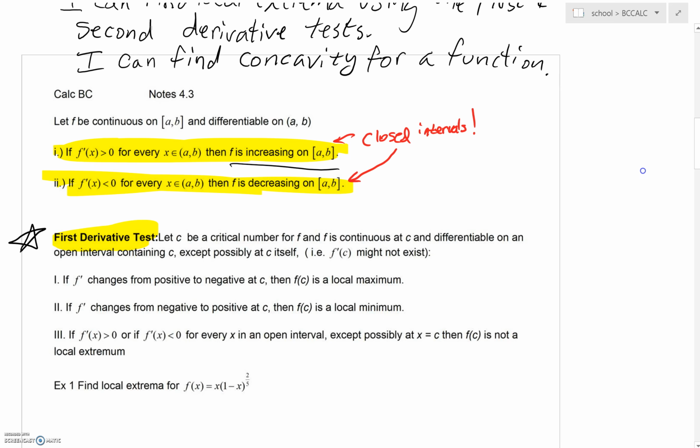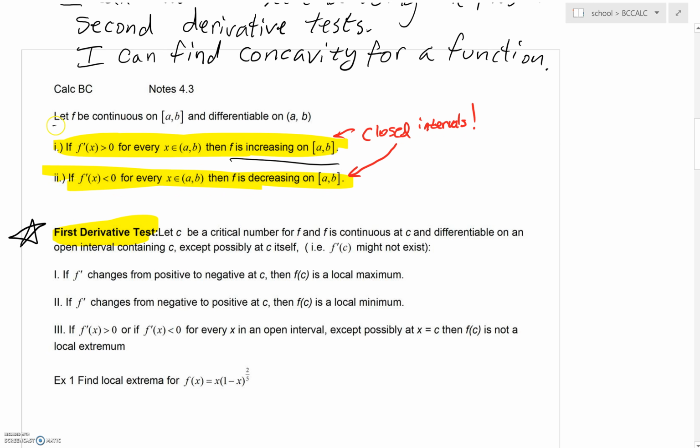First things first, a very important definition. If f is continuous on a closed interval, if you can take derivatives on the open interval, then when your first derivative is positive, greater than 0, for every x value in that open interval, then f is increasing on the closed interval. By the way, when we're talking about intervals of increasing and decreasing for f, we're always going to be using closed intervals.